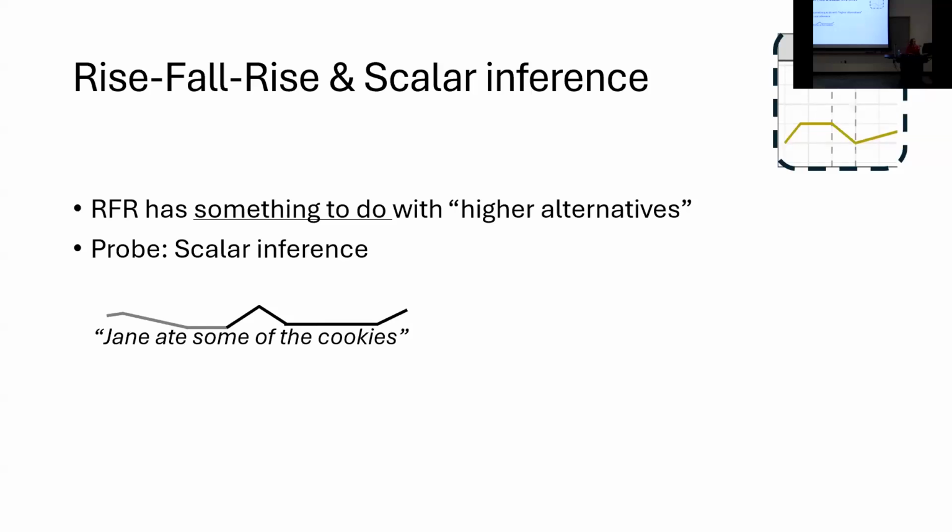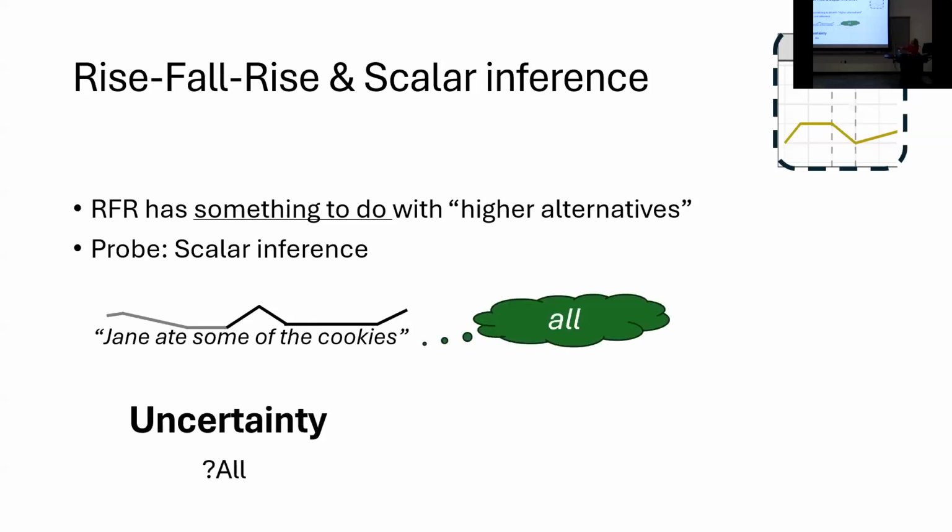If we take a sentence like Jane ate some of the cookies, some is a term which with all forms a lexical scale. So all is the scale mate of some. What we get when we pair a sentence like this with a rising, falling trajectory is an interpretation which invokes the scale mate, the higher alternative, with uncertainty. Like if you say, Jane ate some of the cookies, it means you might be uncertain about whether she ate all of the cookies, or maybe explicitly negating the higher scale mate. These are competing claims in the literature.